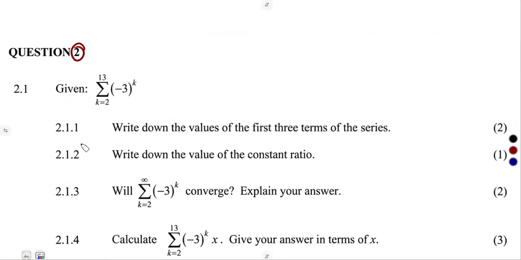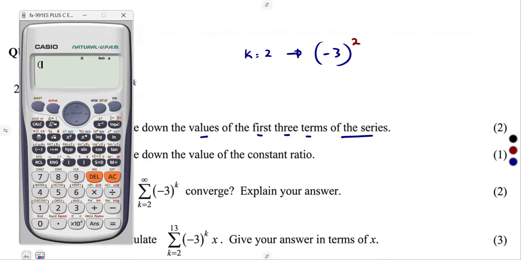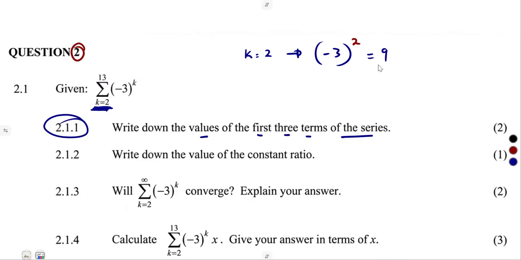Lucky enough on this question, they asked us in 2.11 to write down the values of the first 3 terms of the series. The first 3 terms from the value of k, which is what? The lower value given there, which is 2. So when k is equal to 2, you substitute in place of k. That is minus 3 to the exponent of 2. Simplify this on your calculator. That's a positive 9. So we have got the first term, positive 9.